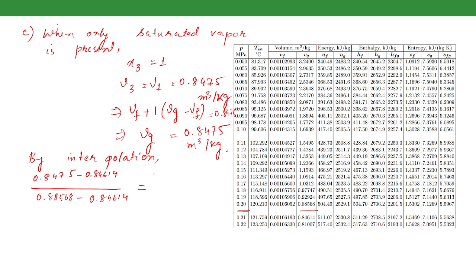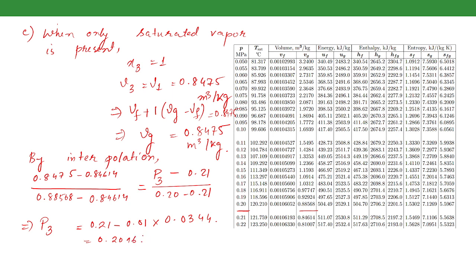The easiest way is to write the pressures corresponding to these values. So 0.8475, we have to find this value, minus 0.84614, it is 0.21, and this is 0.20 minus 0.21. Okay, so P3, let me denote it as pressure at state 3. So P3 equals 0.21 minus 0.01 multiplied by this value, which comes out to be 0.0344. So this is 0.2096 MPa or 2.096 bar.